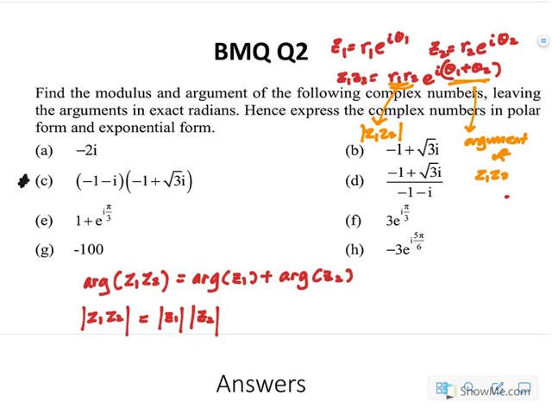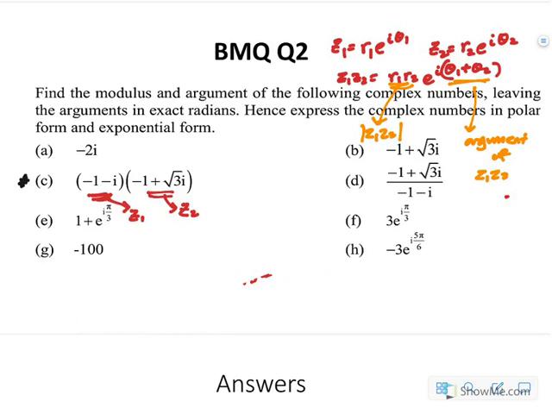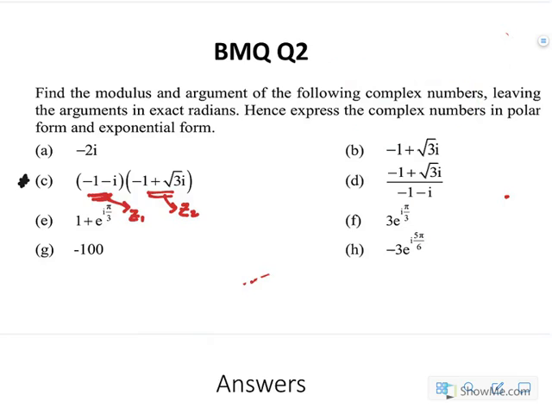So quickly from here, let's proceed to solve 2C. 2C is very easy. What we do is you can consider this as Z1 and you can consider this as Z2, and then we go on to solve the question. Okay, so next, how to do?